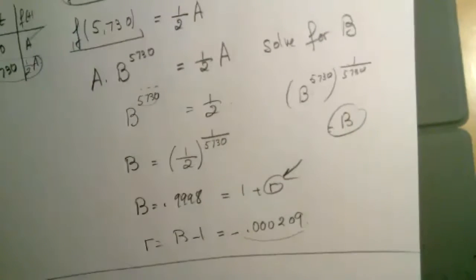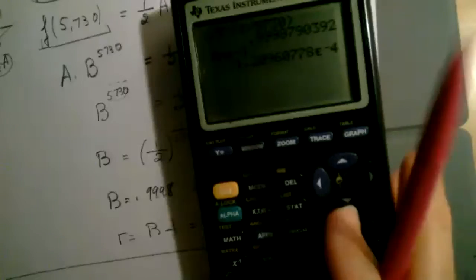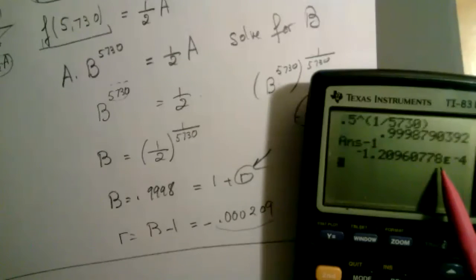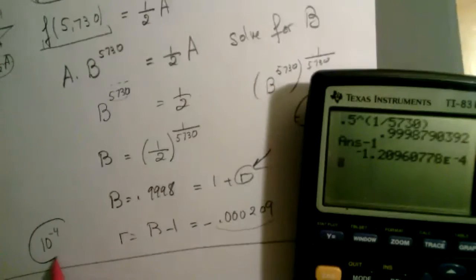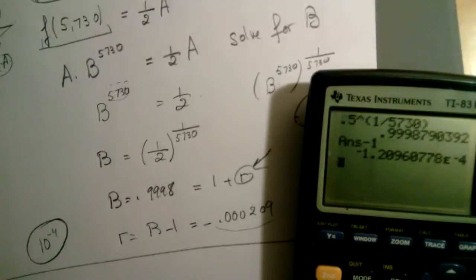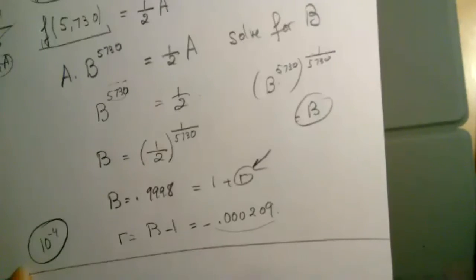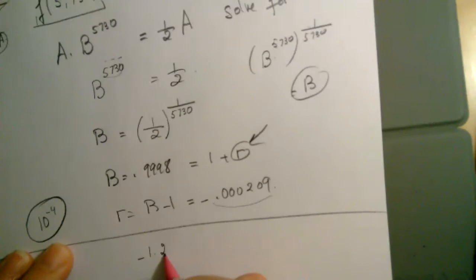Okay, I feel confused. What does your calculator say? Okay, the calculator says e to the minus 4. What does e to the minus 4 mean? Does anybody know what it means? It's 10 to the negative 4. Okay, it means this number divided by 10,000. Let me tell you exactly what this means.